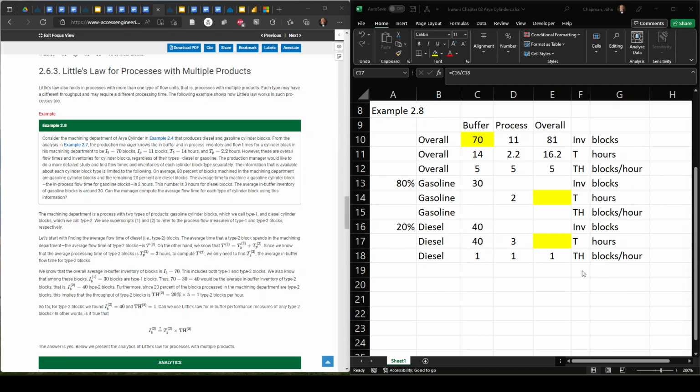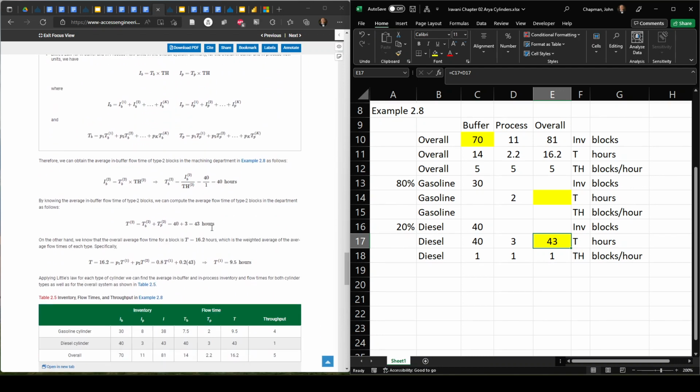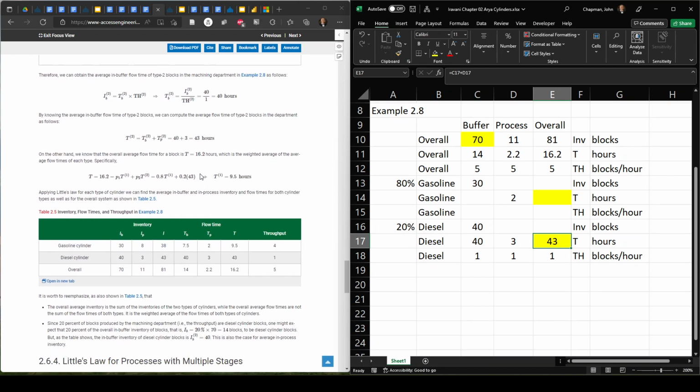Now there's 2 more steps. Now that we have the 40 hours in the buffer and 3 hours in the process for diesel, we can compute the overall flow time for diesel, which is 43. And these analytics are here. Here's some of those equations. You can follow the book.